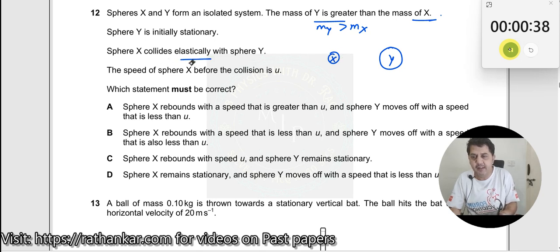Elastically, what do you mean by it? That means the energy is not lost. Energy is conserved. So it goes and it collides with it. Then the speed of X before collision is also u. So here also it's u. Now, which statement is correct?